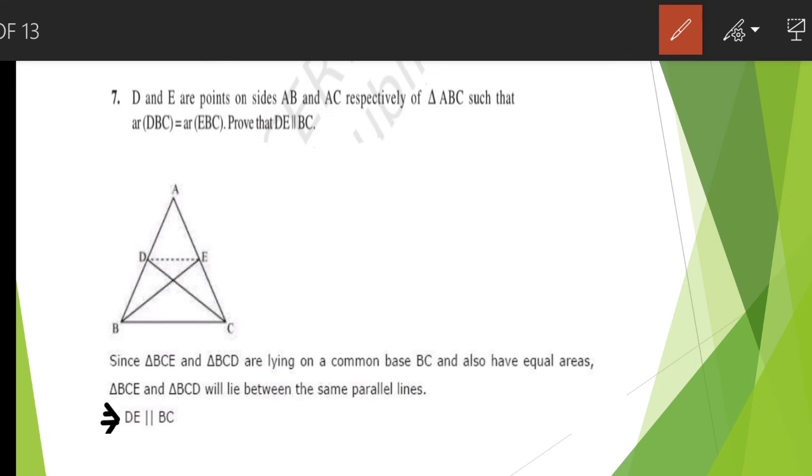Here the triangles BCE and BCD are lying on the same base BC, and they are equal in areas, so we can conclude that they lie between parallel lines. The parallel lines are DE parallel to BC. So by using theorem 9.3 we can prove that the line DE is parallel to BC. So this is a very short question. It might be of 2 marks because here you have to state the theorem as well.